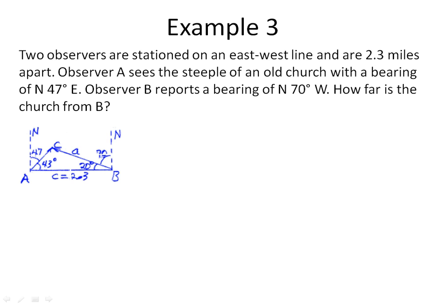So we draw this out. We've got this triangle. And the way we did this is, notice that we've got north, and then we measure 47 degrees to the east.